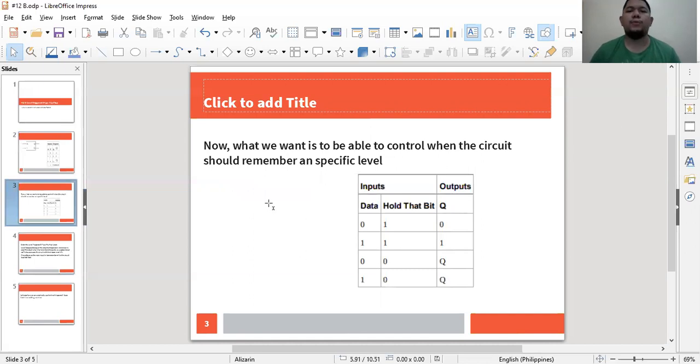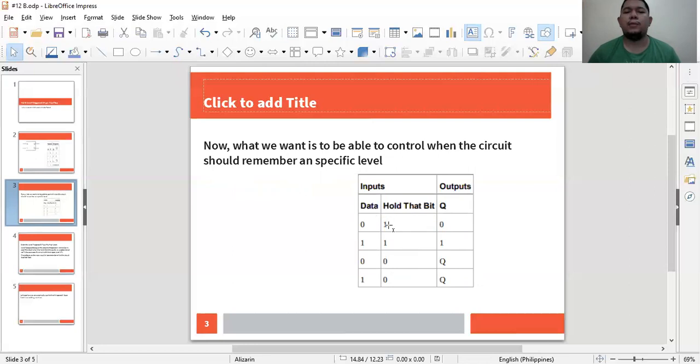Now, what we want is to be able to control when the circuit should remember, at a specific level. So we have this input of hold that bit. As mentioned earlier, if the hold that bit is 0, it does not store a new value from the data input. It remembers the old value.